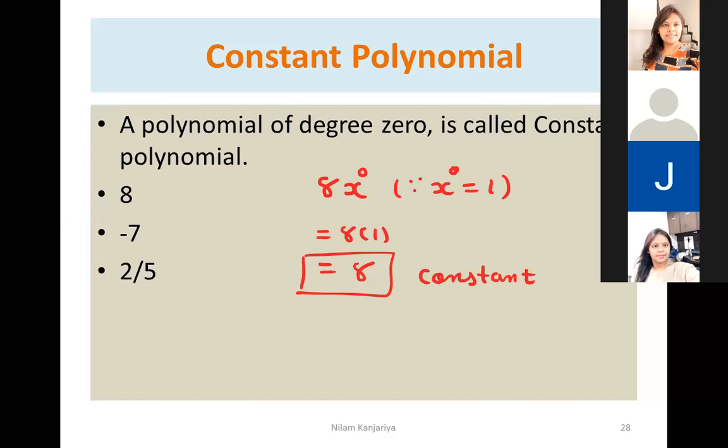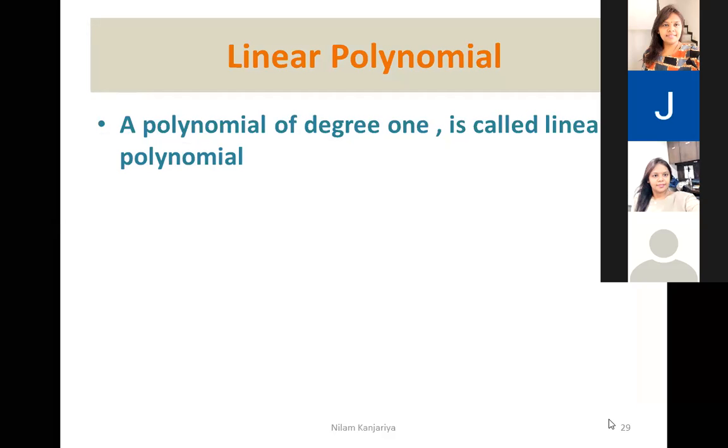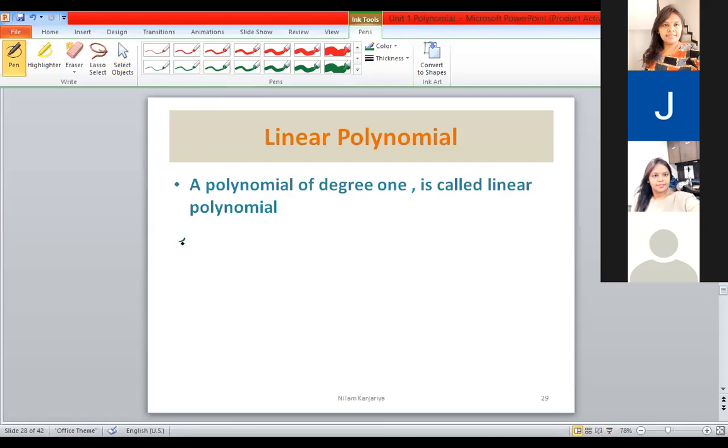So constant polynomial means degree is 0. This is the linear polynomial, meaning whose degree is 1. Can anyone give me an example of a linear polynomial? Anything, your choice. Anyone say? 8x. 8x, okay. 8x, right? Whose degree is 1? It's called a linear polynomial.